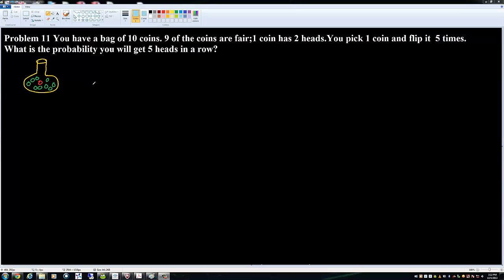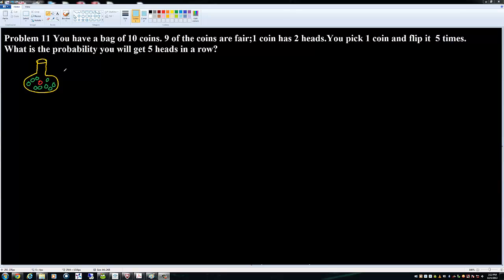Okay, just as a review before we get to the problem we were trying to solve at the end of the probability lecture. Problem 11 stipulated that you had a bag of 10 coins, 9 of which were completely normal with a head and a tail, and 1 coin out of the 10 that was a two-sided coin. It had 2 heads. And the question we were trying to answer is, you randomly pick 1 coin out of this bag and you flip it 5 times, and we want to calculate the probability of getting 5 heads in a row. So how do we solve this problem?